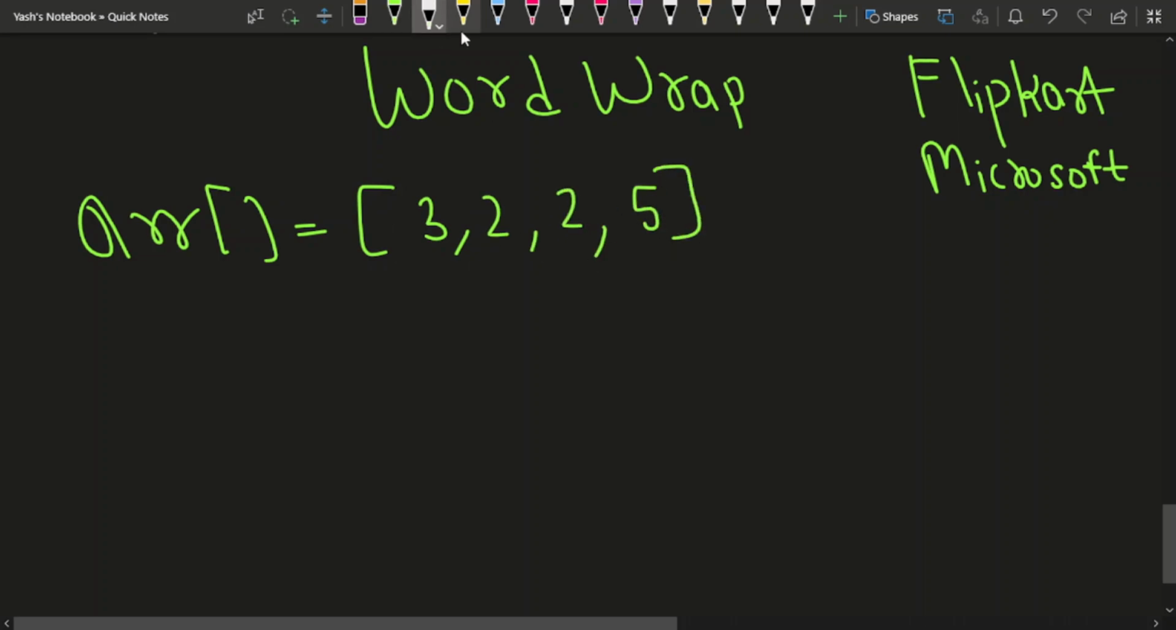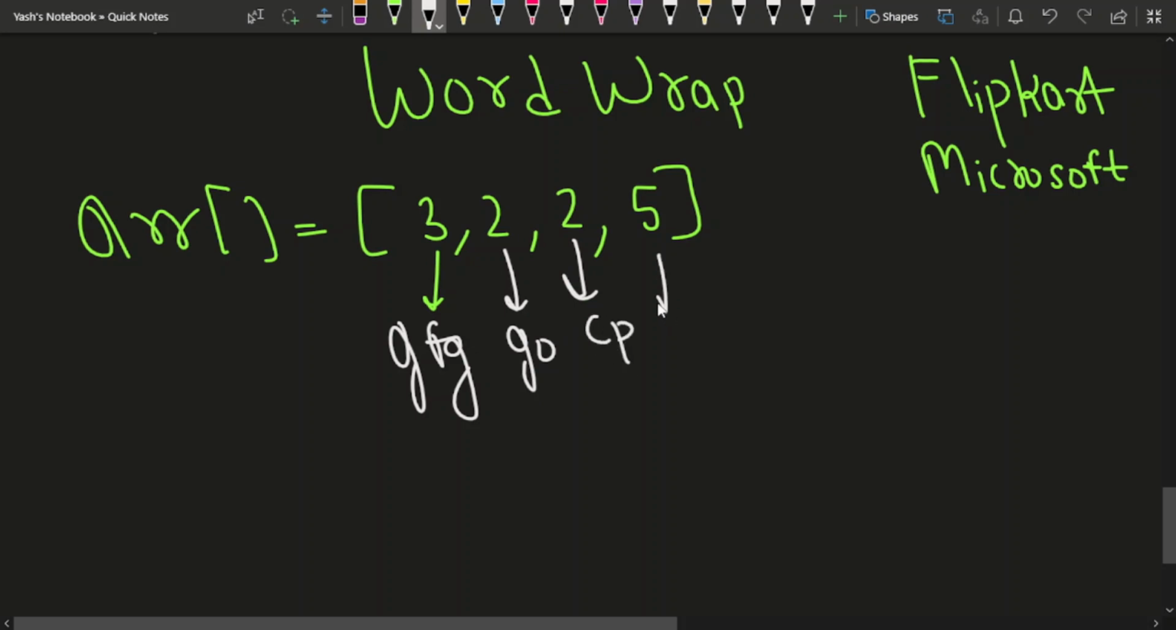So this indicates that the first element, 3, means there will be a word of length 3. Let's say it was GFG. The word of length 2 can be, let's say, Go, one of the programming languages. The next word of length 2 could be CP. Another word of length 5 could be coder. So these words can be there. Basically, you can associate any words, but you will just be given the length of the words in this problem. And you will also be given a value of k.